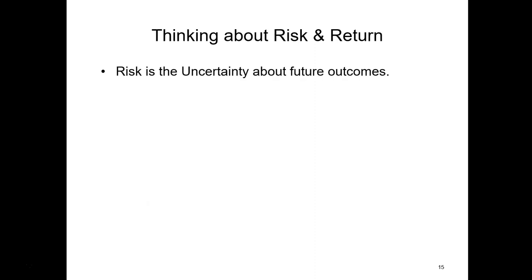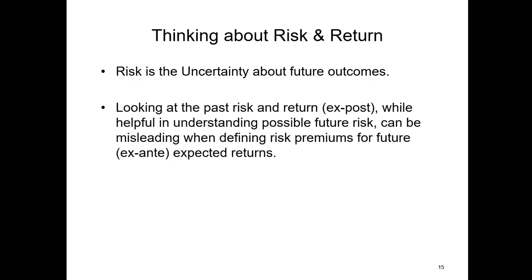So risk is uncertainty about future outcomes, right? We don't know necessarily what the future is unless we hold a T-bill, which is the risk-free asset. We know what we're going to get paid, essentially. So looking at past risk and return, in other words, after the fact or ex post, while helpful in understanding future risk, can be misleading when defining risk premiums about future or ex ante expected returns. We talked about this, for example, when we tried to integrate inflation and thought about risk-free returns, right? We have to use expected inflation. We don't necessarily know what that's going to be, and the same holds for risk premiums.